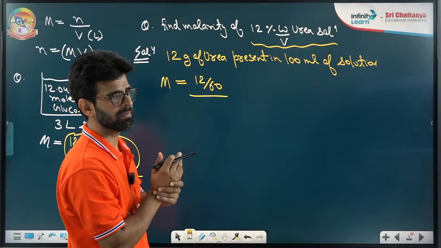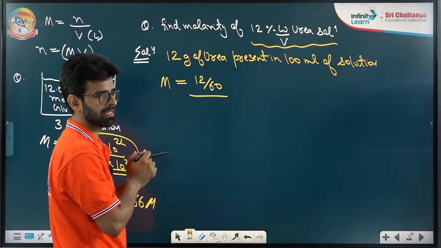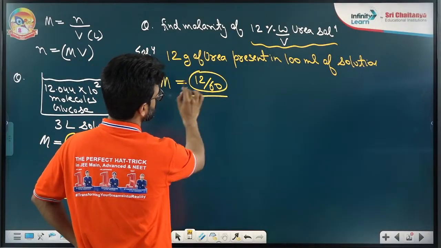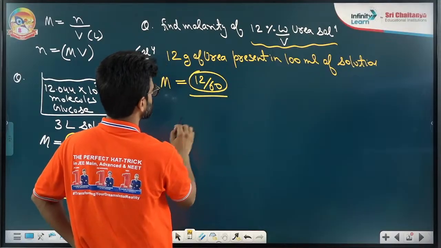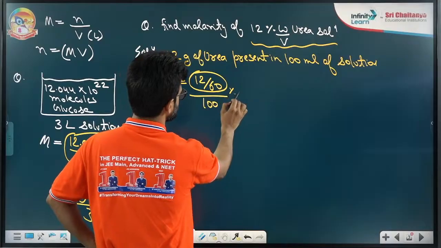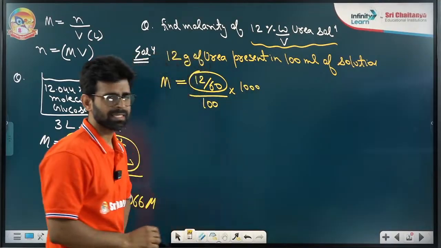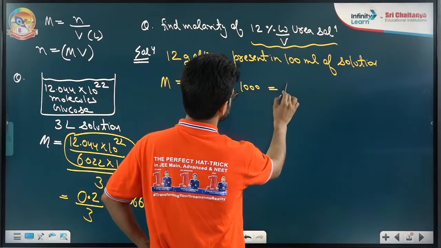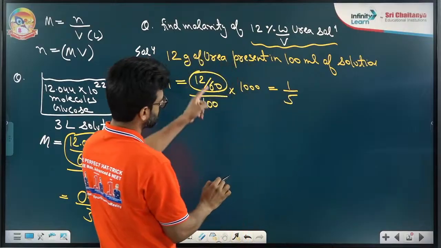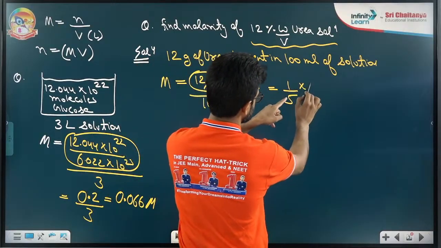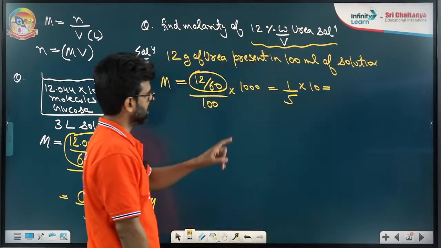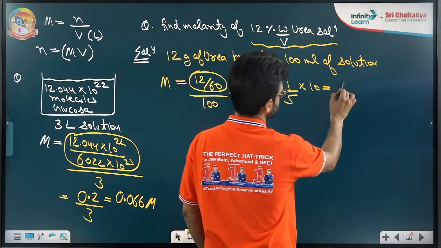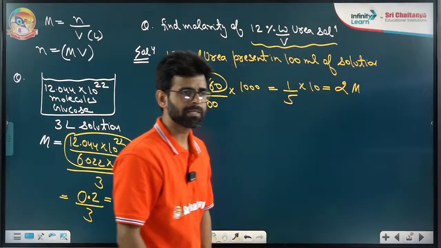Lakshmi says 2. Monica, Yamini. All are saying 2 only. Amla also saying 2. The 12 by 60 is the moles of solute. How much is the volume of solution? That is 100 ml, right? And to make it liter, I will take 1000. Okay? You will see what is coming from here. It is giving me 1 by 5. It's giving 1 by 5 will cut down, coming what? 10 coming, right? So upside is 10 and downside 1 by 5, right? So what is coming here? It's coming 2 molar, right?